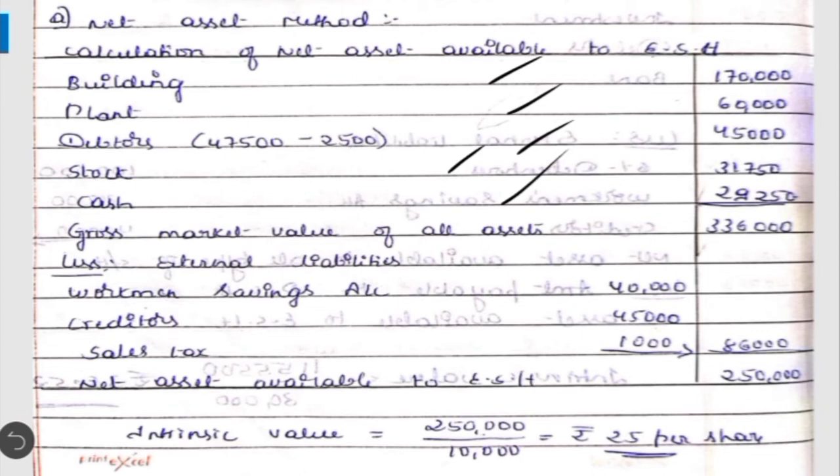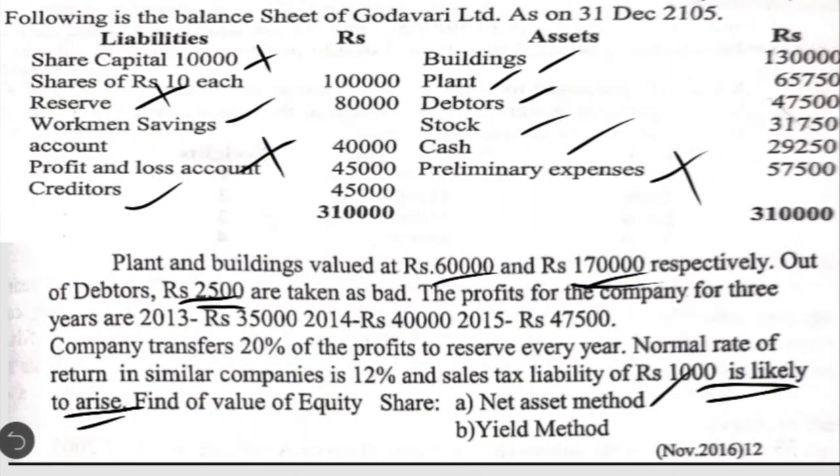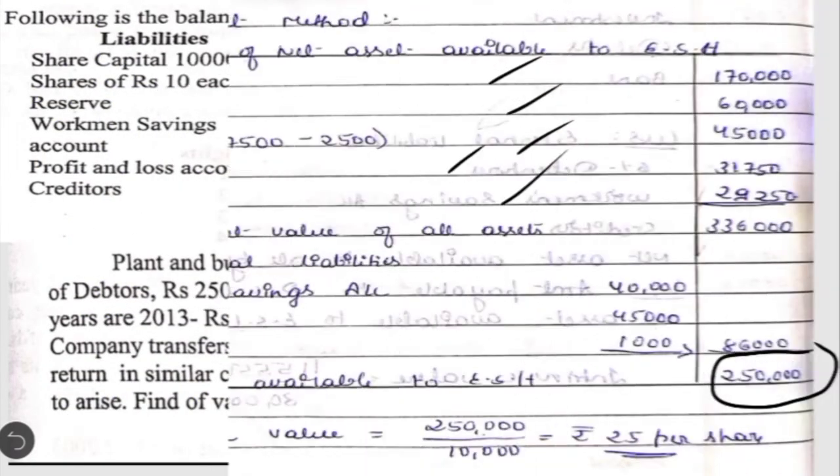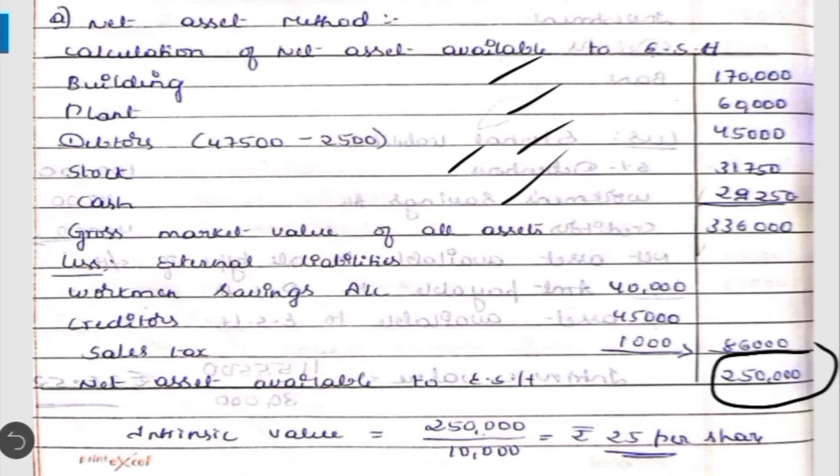So when you deduct these liabilities you get the balance of 2,50,000, which is called the net asset available for equity shareholders. Intrinsic value is equal to net asset available for equity shareholders divided by number of equity shares. So how many shares are here? 10,000. When you divide it you get rupees 25 per share as the intrinsic value.